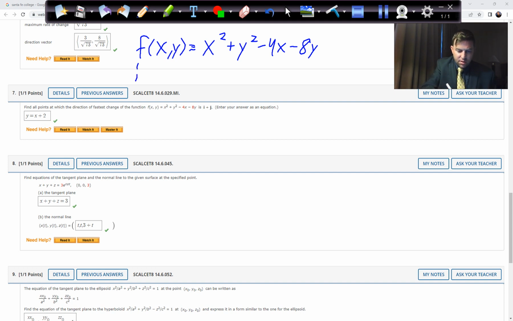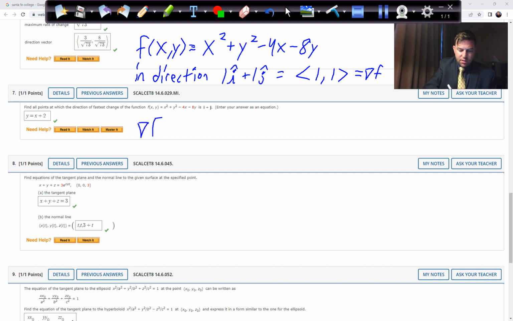So in direction 1i plus 1j. Okay, so for this one, we just have to find the gradient vector and put it equal to this direction vector. So basically, this is the direction vector 1, 1, and we're just going to set that equal to the gradient vector and solve.